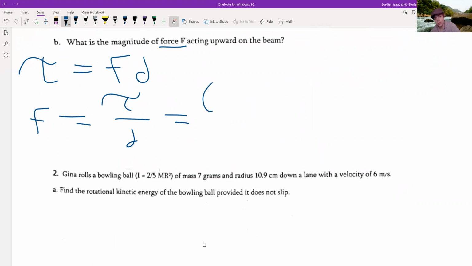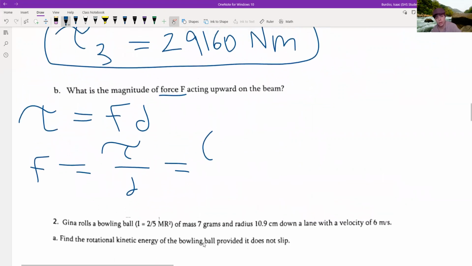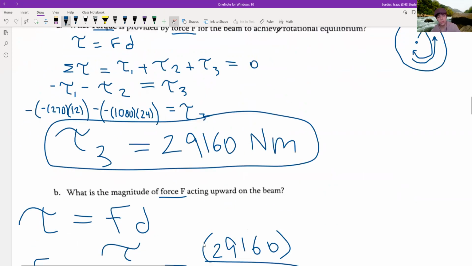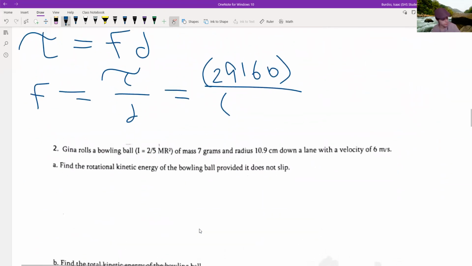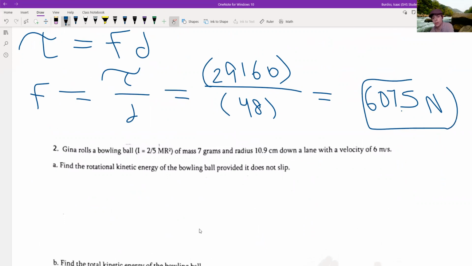And you do the torque, which we just found to be 29,160. The distance for F is 48 meters, giving us a force of 607.5 newtons. All right.